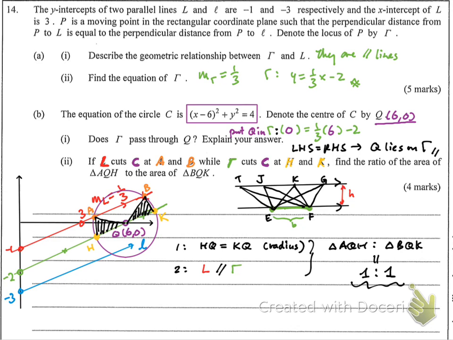So a little bit of geometry helps a lot in doing coordinate geometry. Otherwise, you have to do it the hard way. You have to find the exact coordinates of A, B, H, and K, and then you have to find the area. It's very tedious that way.